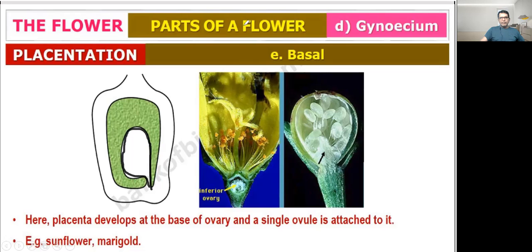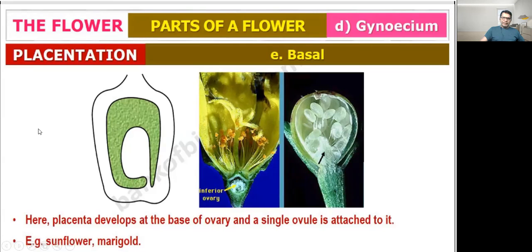This is the placenta. The placenta is developing from the base of the ovary. From here, the ovule is developing. So this is called basal placentation. A single ovule is attached to this placenta. Examples are sunflower and marigold. Sunflower and marigold show this type of basal placentation.